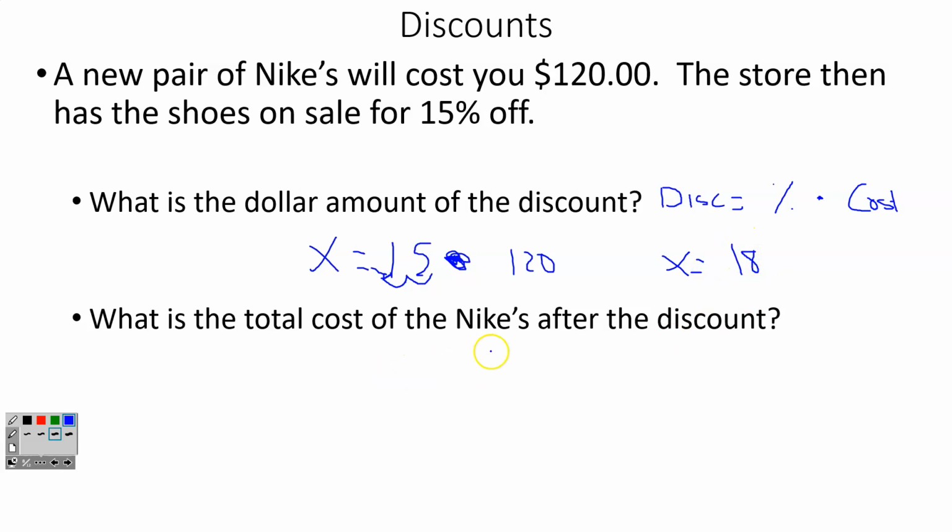So now what's the total cost of the Nikes after the discount? Well, they were 120, but now I'm going to subtract $18 because of the sale. And that gives me an answer of 102. So that means these $120 pair of Nikes are now on sale for $102. What a bargain.